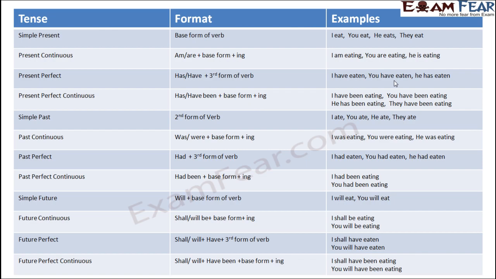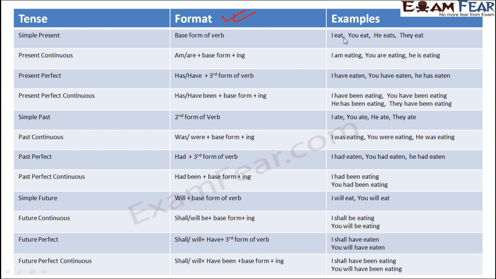So now that we have understood all of this, here we have one single table with format for all the 12 types of tenses. So let me quickly tell you what this format is all about. So we start with simple present. Here we only talk about the format of the verb. So what would be the verb in each of these tenses? For simple present, we use the base form of the verb.